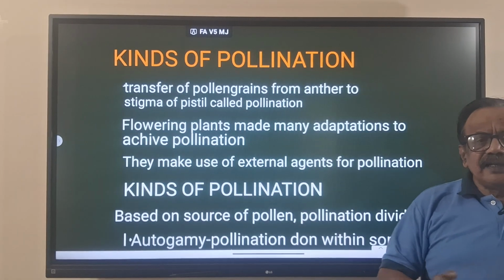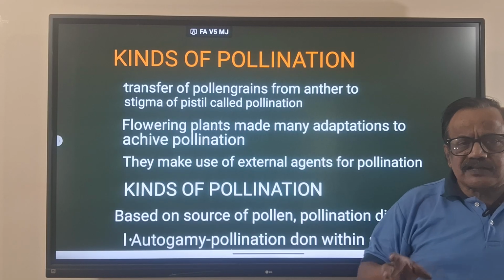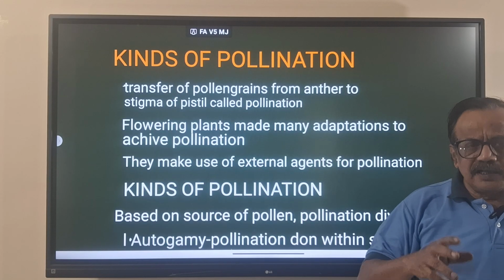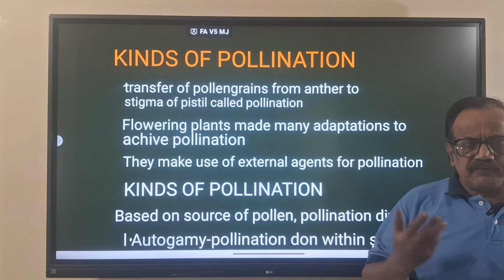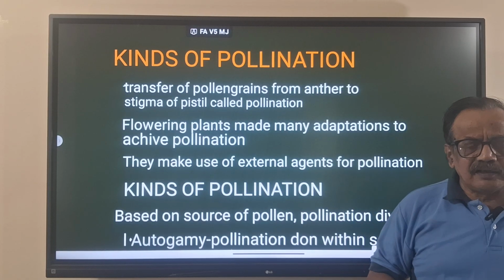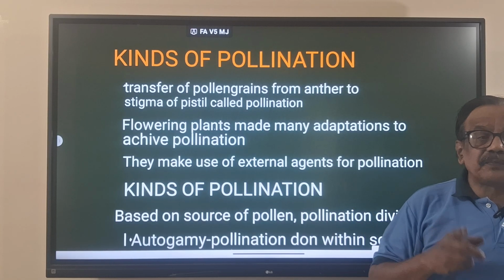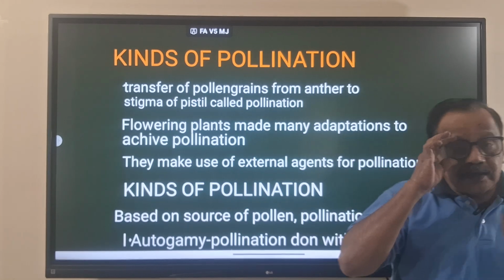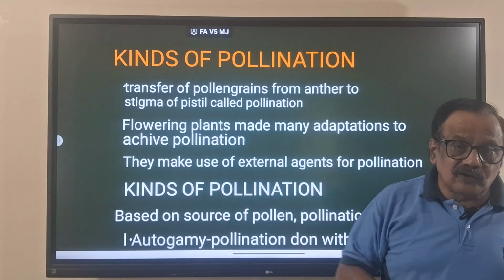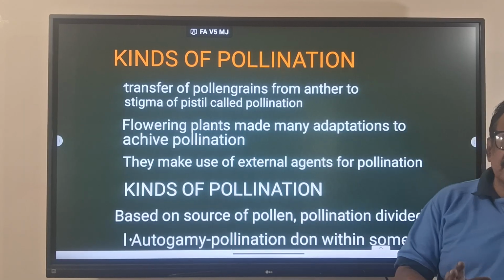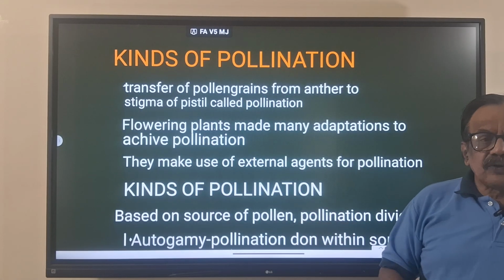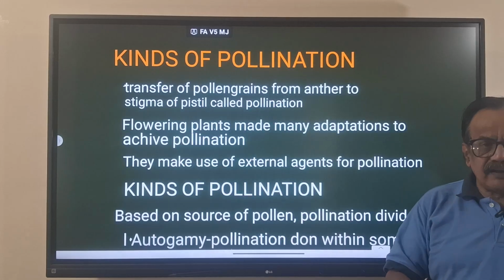And this pollen grain does not have any special organ for moving, like flagella or wings, so it must take the support of the agents. The agents may be what he asked in the NCERT book. What are the agents? Abiotic and biotic. Those things will be discussed in the next video. So this is the thing he has given.